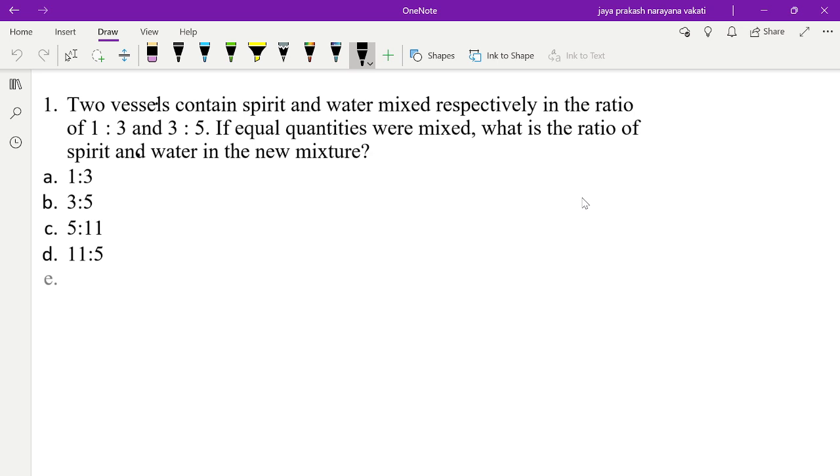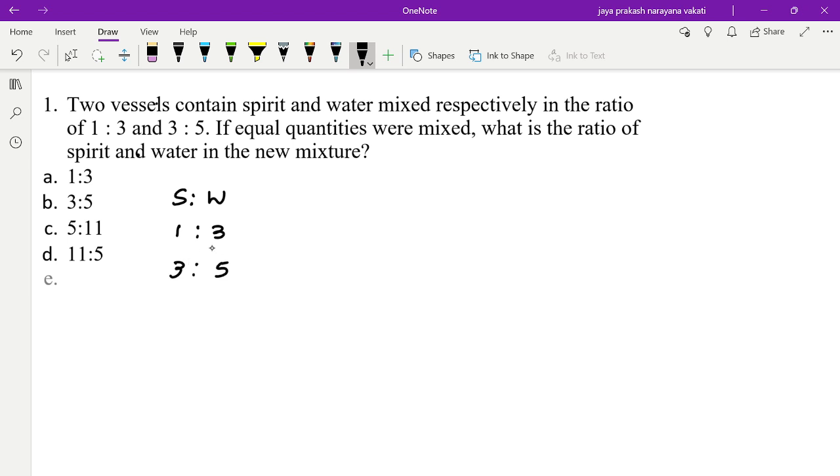Two vessels contain spirit and water mixed respectively in the ratio of 1 is to 3 and 3 is to 5. If equal quantities were mixed, what is the ratio of spirit and water in the new mixture? That's it. So simple, guys. Spirit and water ratio is given. There are two vessels. In the first vessel, spirit and water is 1 is to 3 ratio. In the second vessel, it is 3 is to 5 ratio.